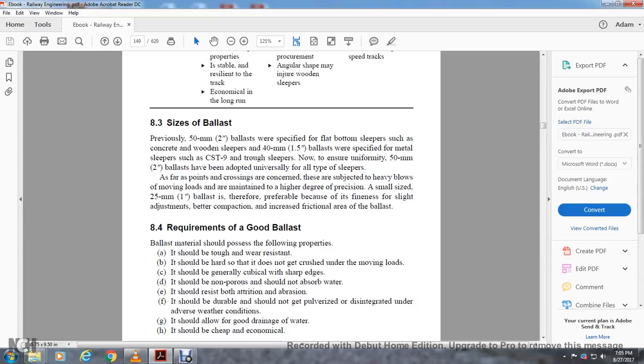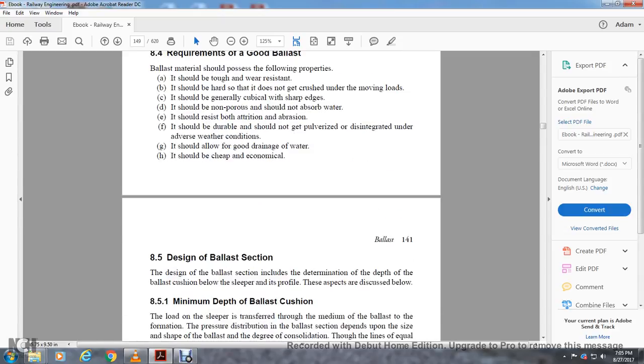It should not absorb water. It should resist both attrition and abrasion. It should be durable, and should not be pulverized or disintegrated in adverse weather conditions. It should always allow good drainage of water, and it should be cheap and economical.